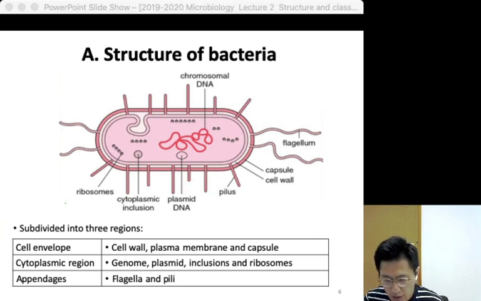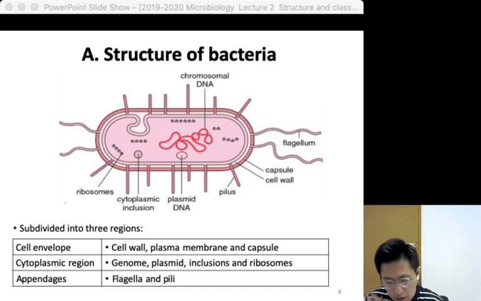So this is the size of the cell envelope, the cytoplasm regions, and the appendages. Appendage means the attachment on the surface of the bacteria. Sorry for the sound.